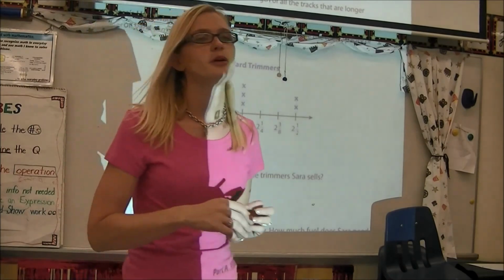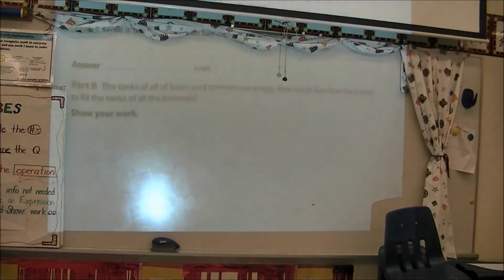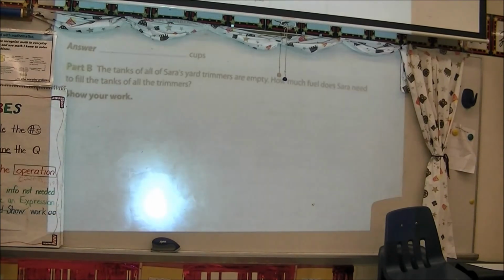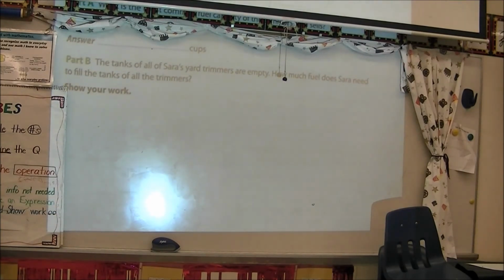Okay, so let's use that information. Let's look down at part B. Part B says, the tanks of all of Sarah's yard trimmers are empty. How much fuel does Sarah need to fill the tanks of all the trimmers? So that one seems like a lot going on to it, only it's really not. So I'm going to read it again. I want you to pay attention to what it's actually saying, and then I want you to think, how would I solve this? What operation or expression would I need to do to solve this? The tanks of all of Sarah's yard trimmers are empty. How much fuel does Sarah need to fill the tanks of all the trimmers?